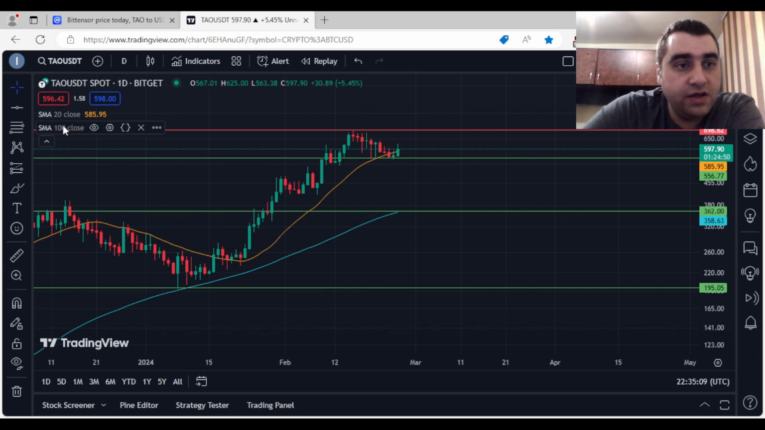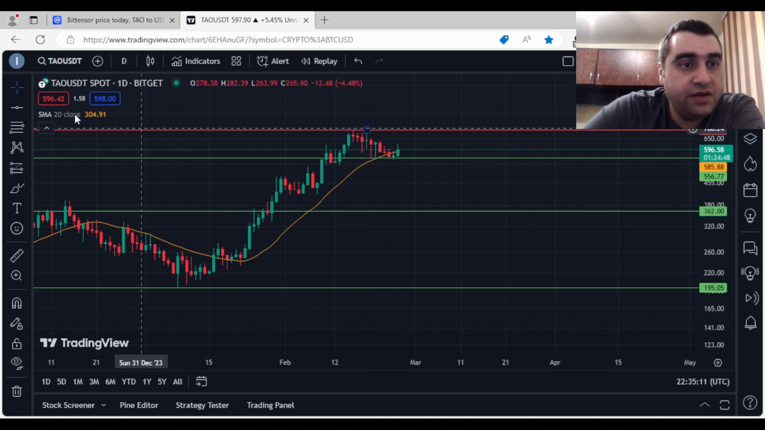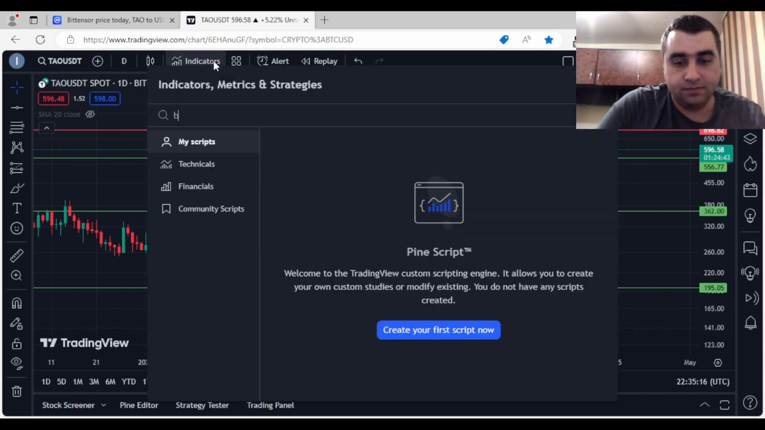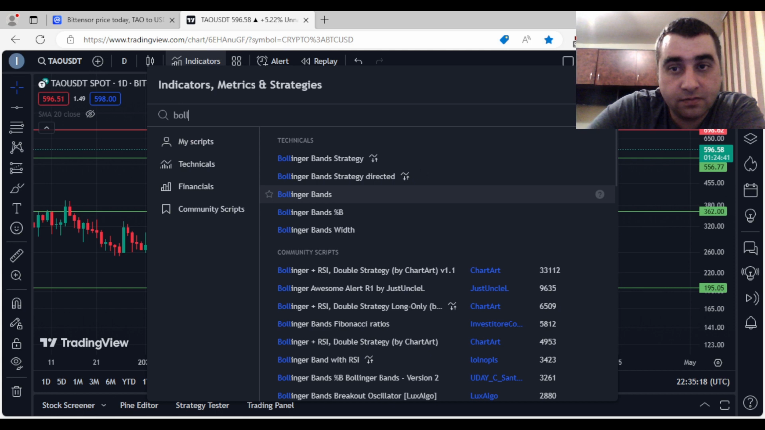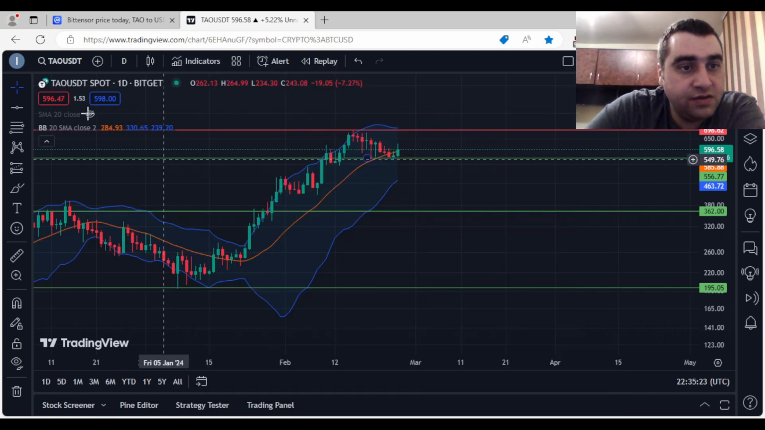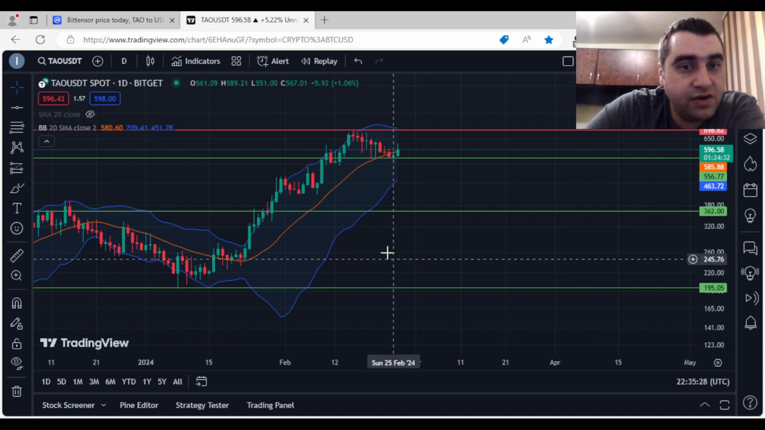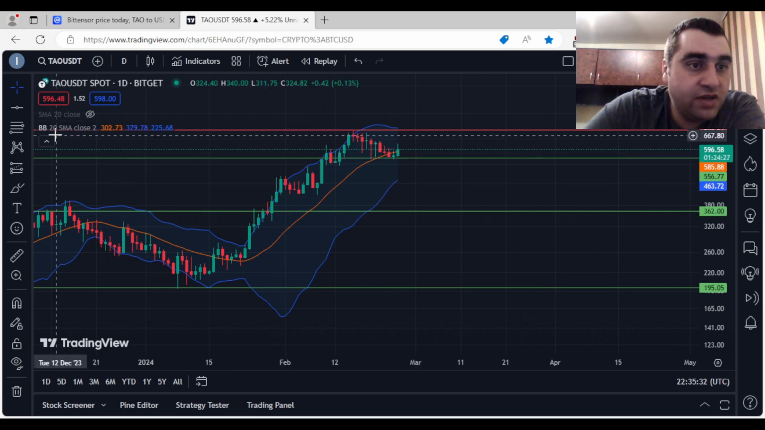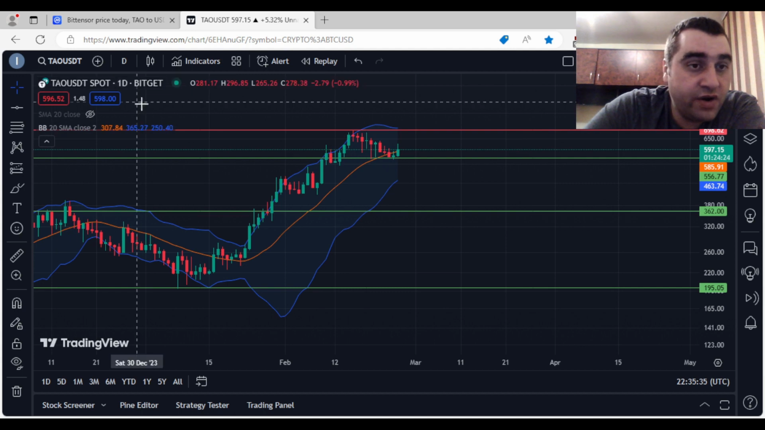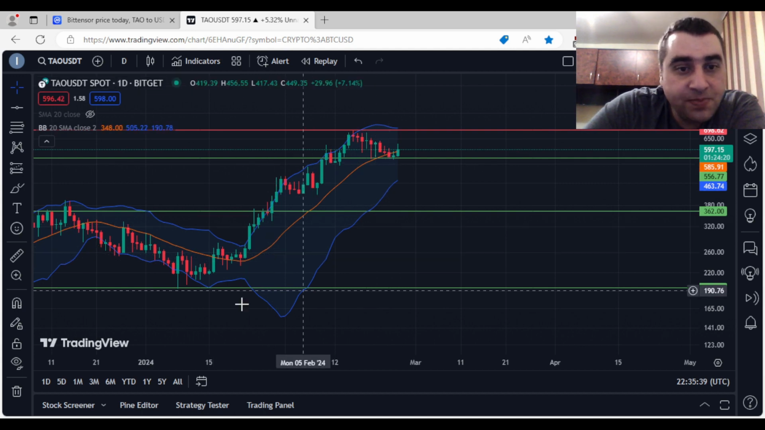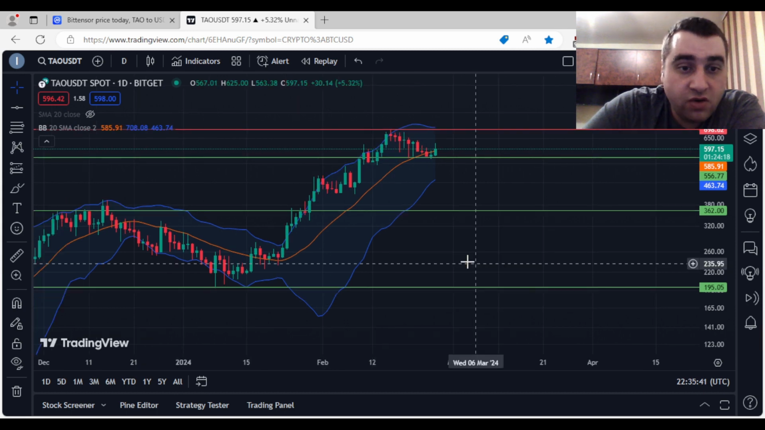Okay, let's look at another indicator, and for that I chose the Bollinger Bands. On the Bollinger Bands I didn't modify the settings. We have as the middle moving average the 20 simple moving average, and for now it is on daily, and we discussed this earlier, but we can look at the volatility of the price.